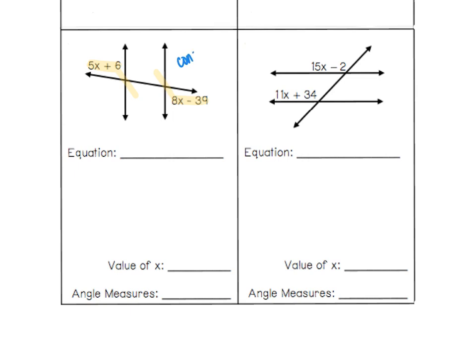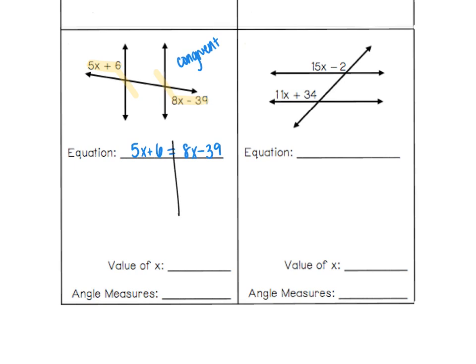That means they are congruent. And congruent means equal. So there's nothing to do with adding them together. I don't know what their sum is. Instead, what I know is that this first angle of 5x plus 6 has to be equal, congruent, to 8x minus 39. So when they are congruent, you set those two equal to each other.